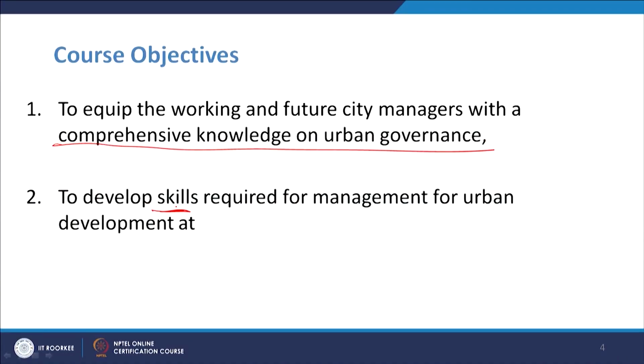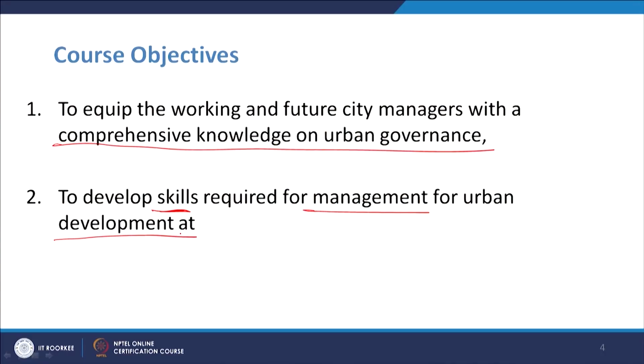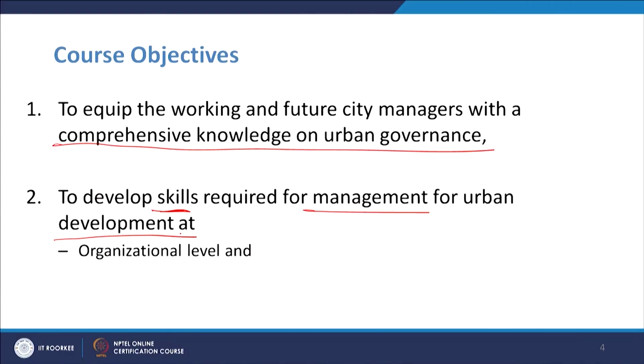The second objective is to develop skills required for managing urban development. One is to get adequate knowledge so that you can understand the intricacies and the criticality, and the second is to develop skills or competencies which will help you to execute the development work. These skills will be dealt with at two levels: one is the organization level and the second is the personal level.